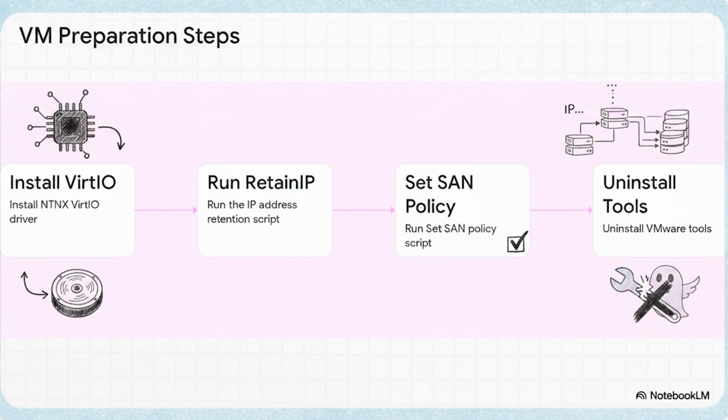Step 1, they install the Nutanix VirtIO driver so the VM can actually see the AHV disks. Step 2, they execute the IP address retention script so your static IPs don't just vanish into thin air. Step 3, a script sets the SAN policy, making sure Windows disks come online automatically after the move. And step 4, they run a cleanup script to uninstall VMware tools, getting rid of all that legacy hypervisor baggage.